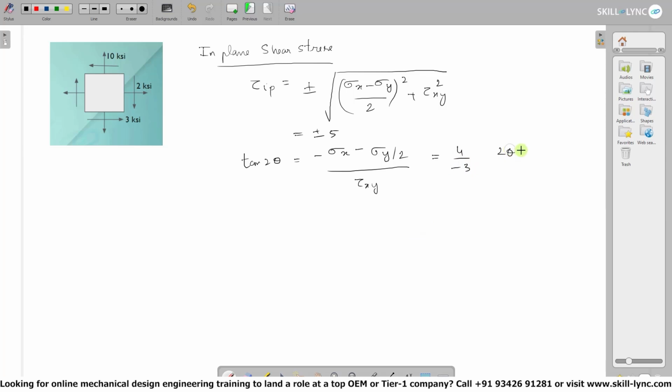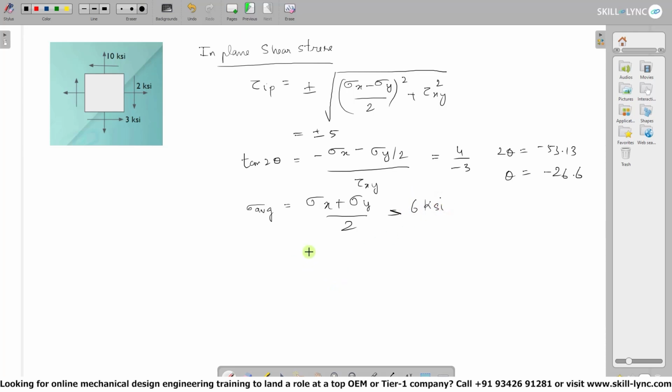Now 2 theta will be equal to minus 53.13 and theta will be equal to minus 26.6. Now we got one of the theta values. We also got the value for in-plane shear stress. Next, we'll figure out the average stress, which is sigma average. That will be equal to sigma x plus sigma y divided by 2. And after substituting, we'll get 6 ksi.